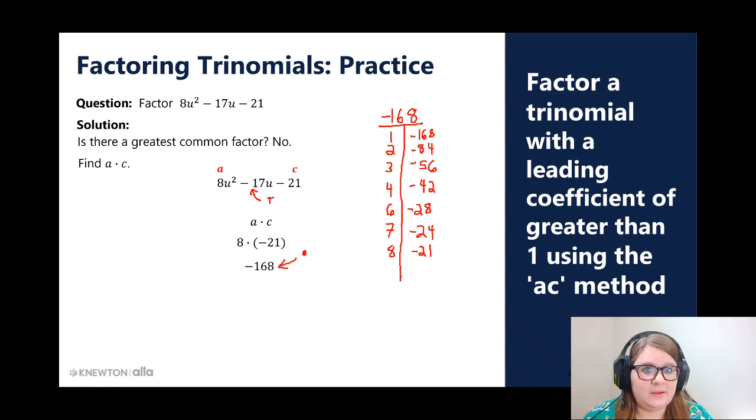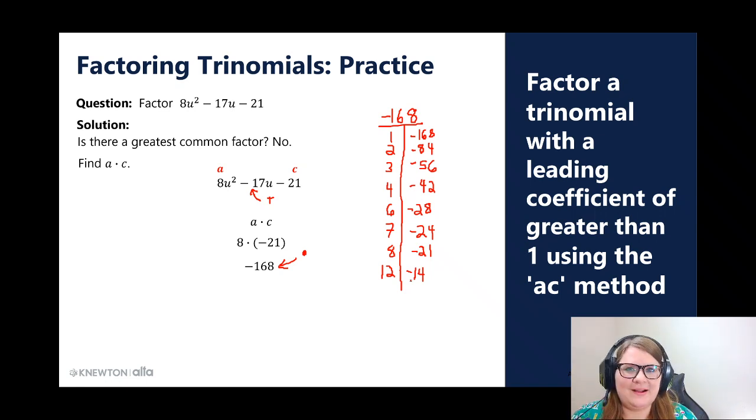9 does not work. 10 does not work. 11 does not work. 12 works. There we go. All right, so 12 goes in with negative 14 times. 13 doesn't work. And when I get to 14, I realize I already have 14 on the other side. So, okay. Had to do a lot of mental math there.